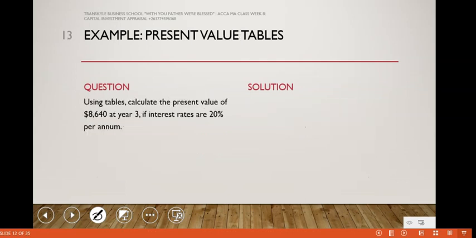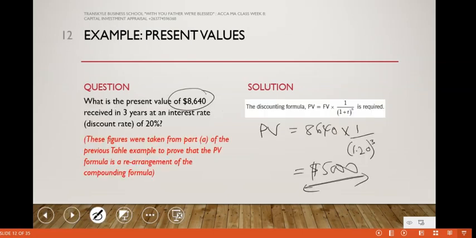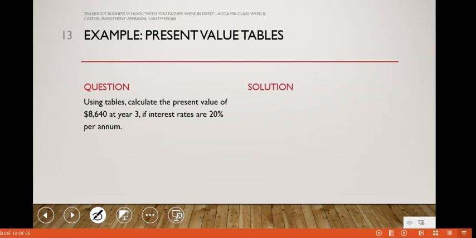Okay, let us try another question. This time we are going to be using tables, because sometimes we are restricted to the use of tables in the exam. Tables are much faster. You'll be given present value tables, annuity tables, and so forth. But we'll be using the same concepts.